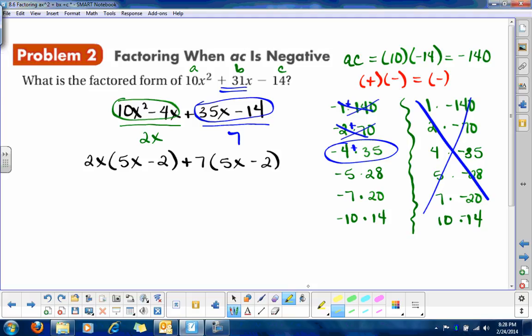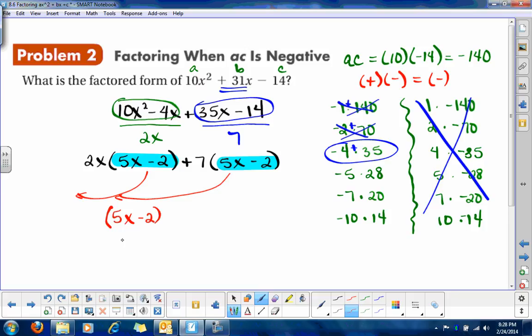And there we go. We have two binomials that are exactly the same, and that is what we're going to bring out to the outside of the parentheses. So we have the 5x minus 2, and then what's left is the 2x and the positive 7. So that is our second binomial, 2x plus 7. And there's your final answer.